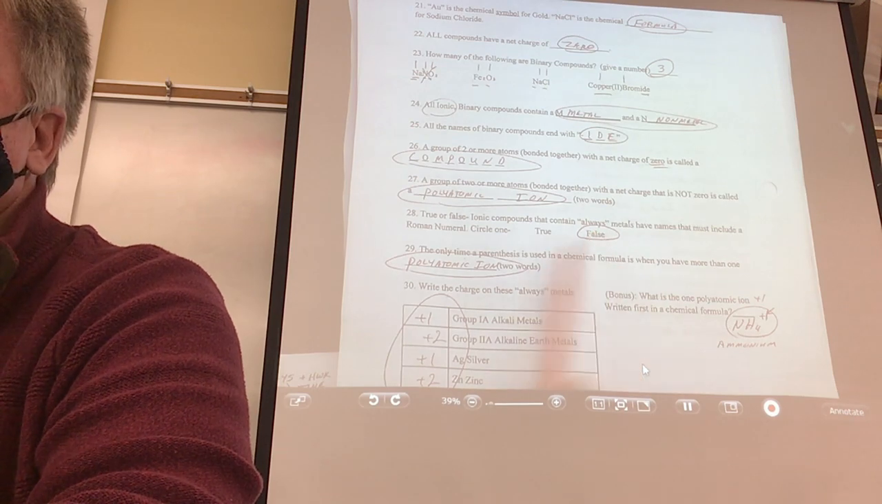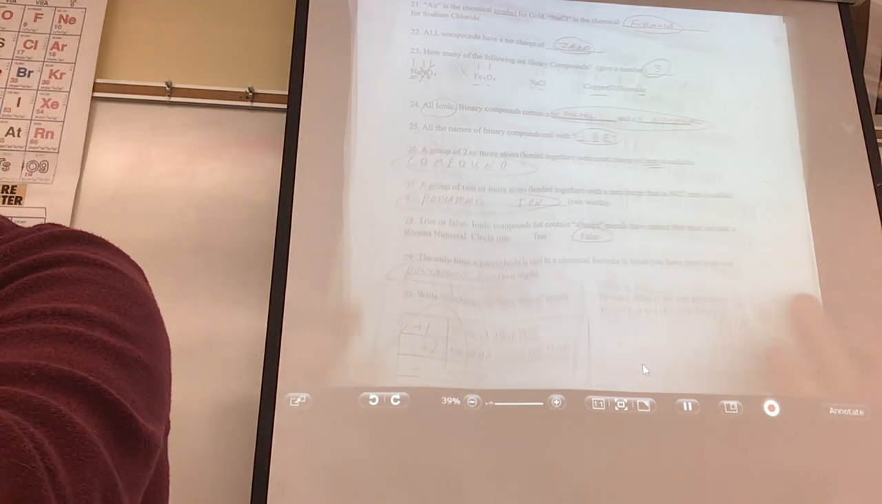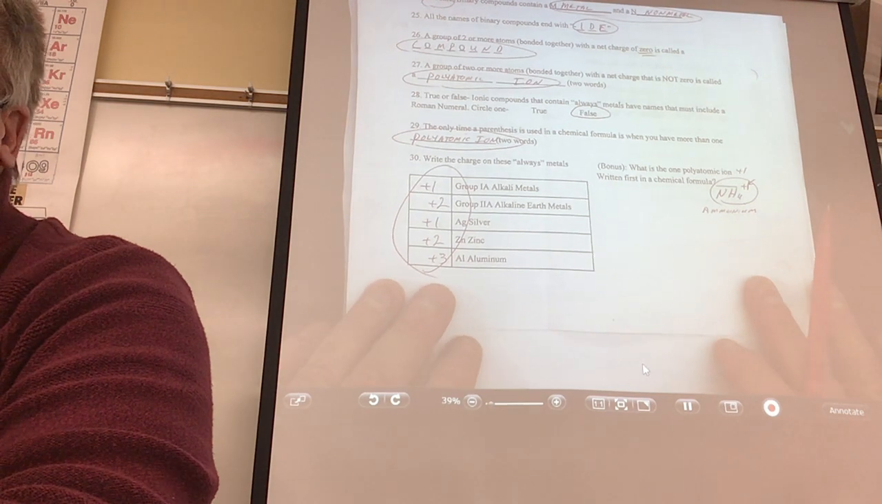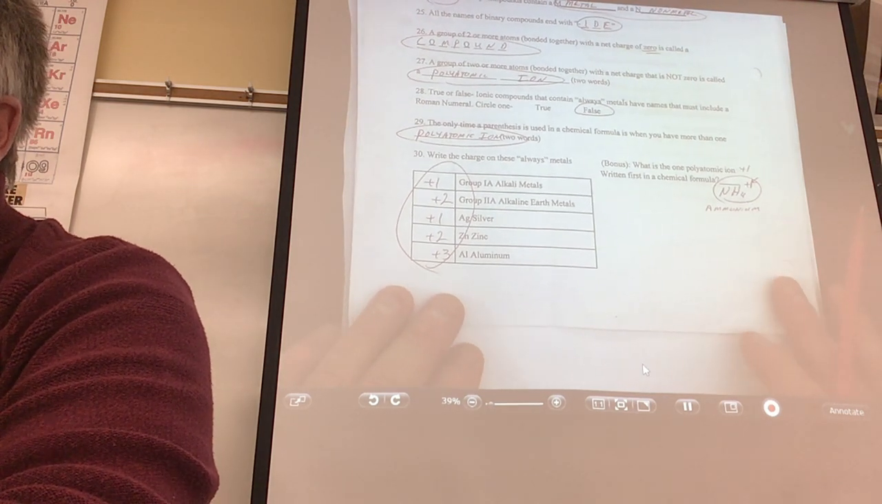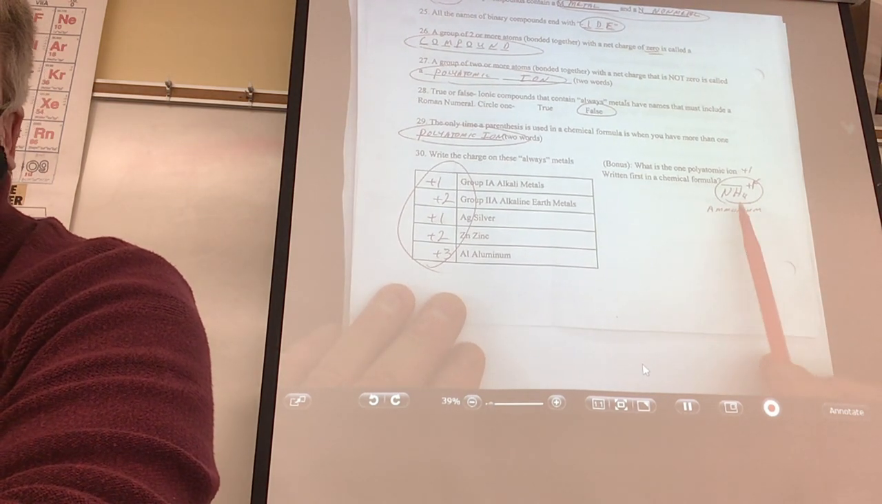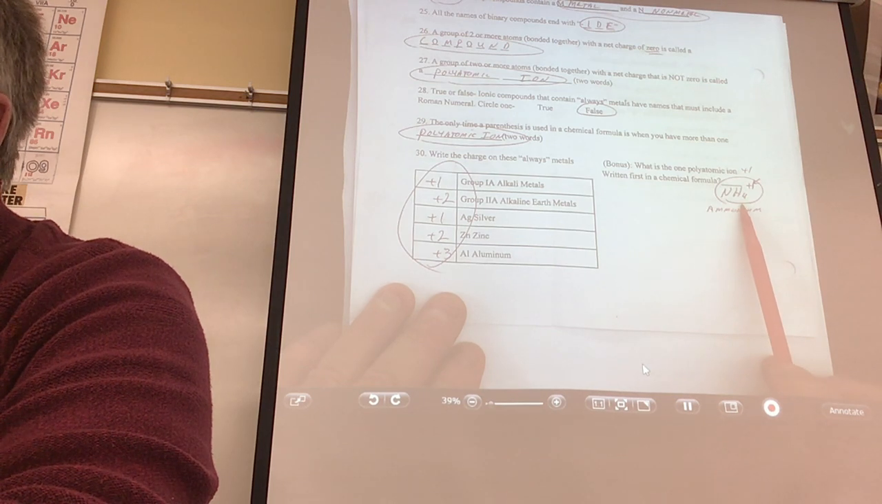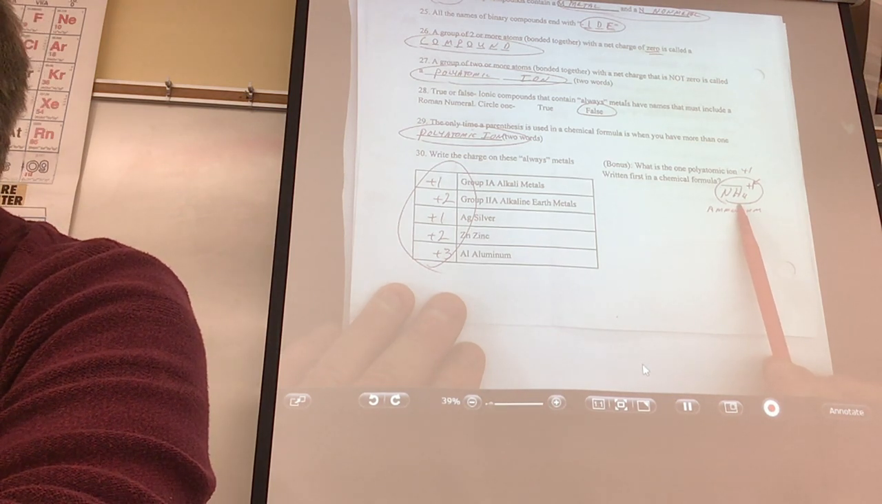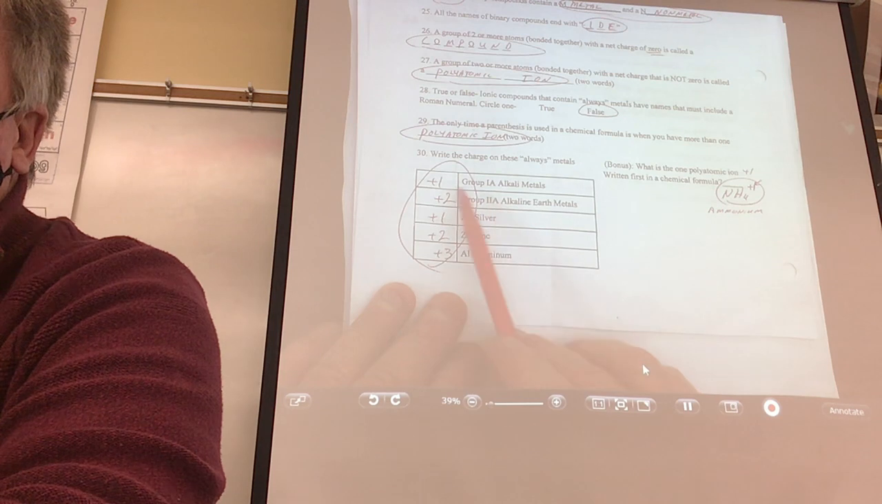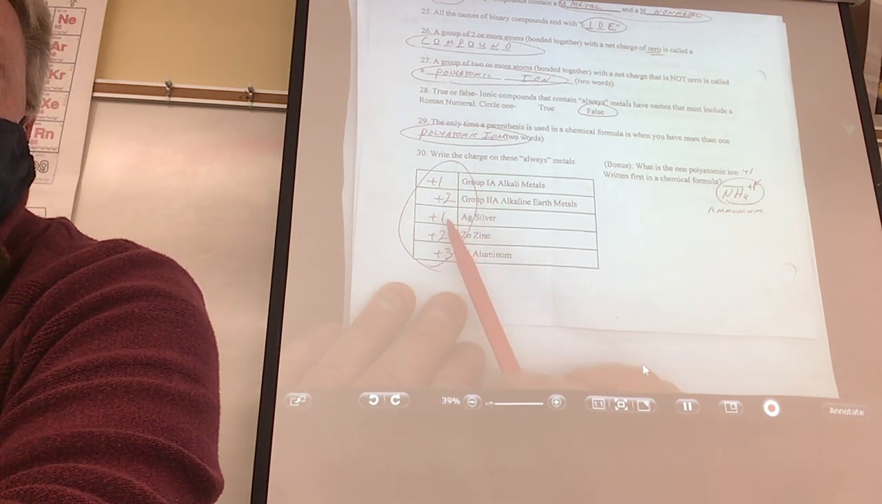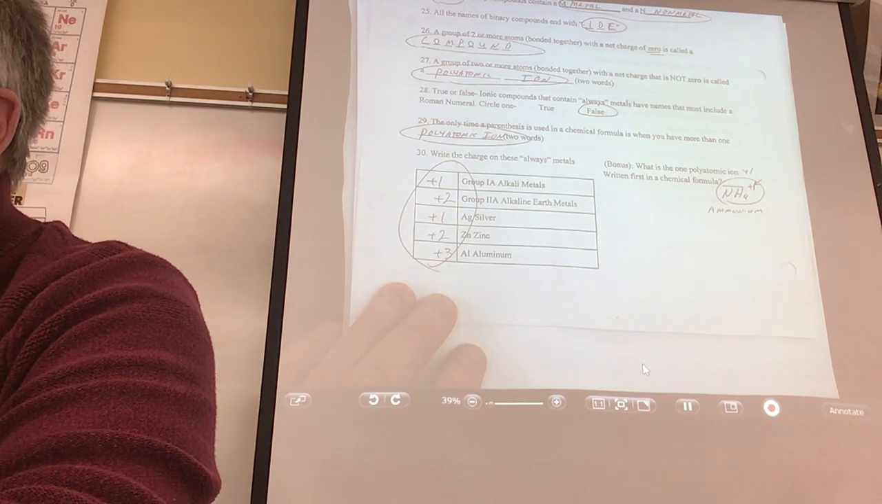Do you need to use Roman numerals with the always metals? Never, never. What's the only time you use parentheses when you write a formula? When we need more than one polyatomic ion. I'm surprised everybody didn't get this right. What's the only polyatomic ion written first because it has a positive charge? And then this is +1, +2, +1, +2, +3. Remember that? All metals are going to have a positive charge, aren't they?